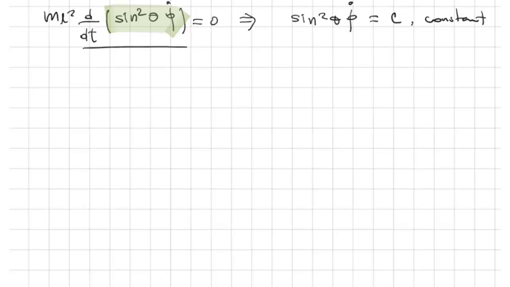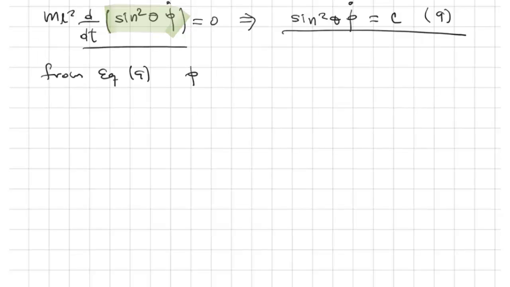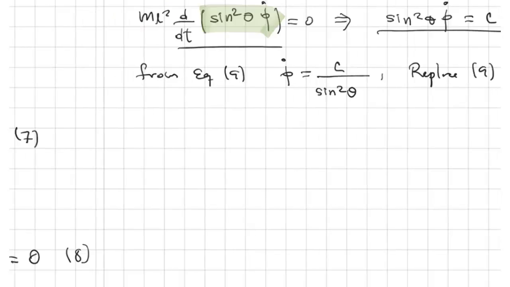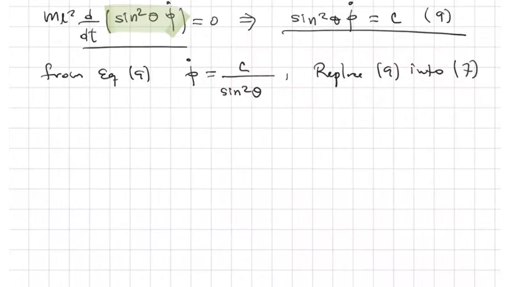Let's clear the φ̇ term. We can call this equation number 9. From equation number 9 we have φ̇ equal to c divided by sine squared of θ. Let's replace 9 into equation number 7.